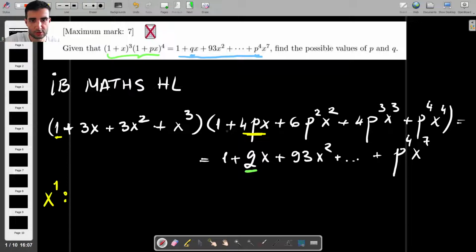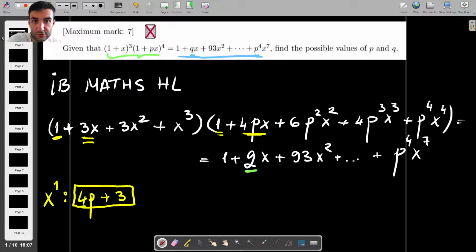I'm going to make a note here that we're looking for the coefficient of x to the power 1. So we have 1 multiplied by 4p on one hand, and that's it with the 1, right? If you multiply this 1 with any other term from this bracket, you're not going to get another x to the power 1 term. Then we move on to 3x. If we multiply 3x by 1, we're going to get another part of the coefficient for x to the power 1, and that's it. You can convince yourself by expanding the whole thing that this is the coefficient for x to the power 1.